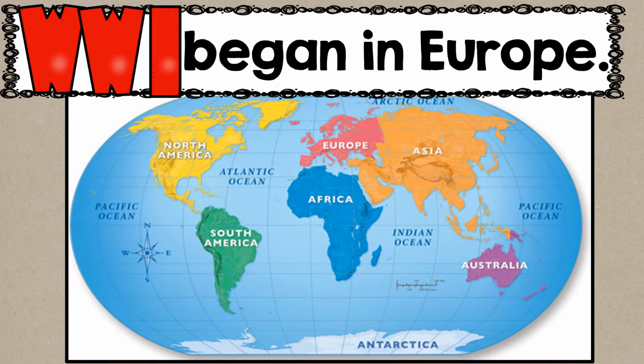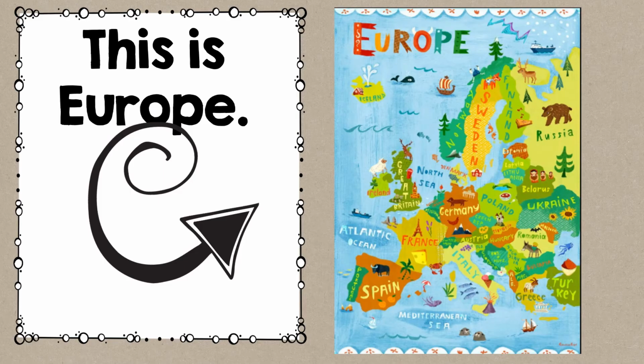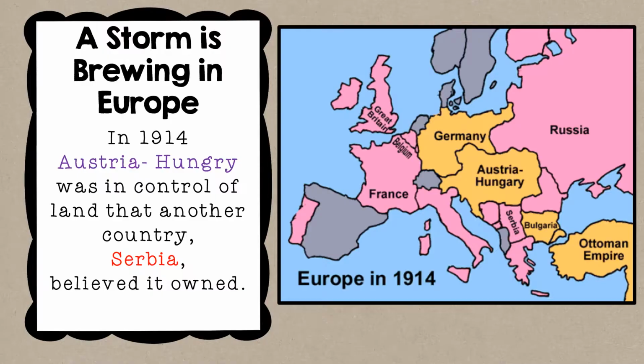So it's important for you to know that World War One began in Europe, and this is Europe. So Europe is on a different continent, and it's way far away from where we live in the U.S. So in 1914, a storm was brewing in Europe, and I don't mean like a weather storm, I mean like a tensions, social, people are fighting type of storm. So in 1914, Austria-Hungary was in control of land that another country, Serbia, believed that it owned.